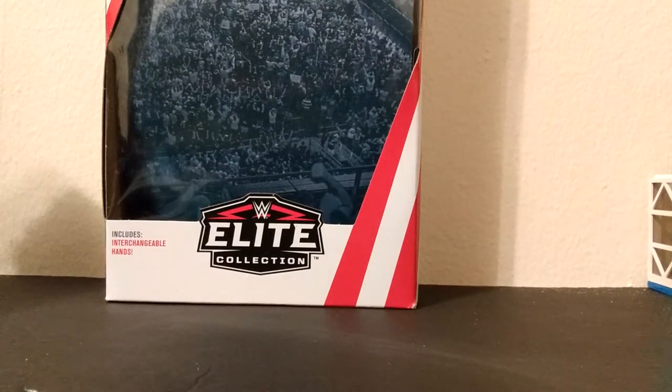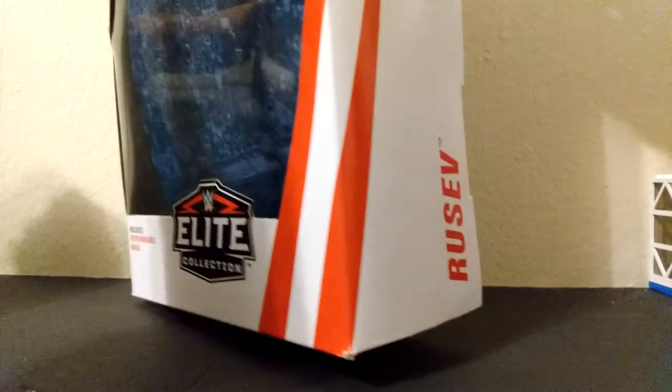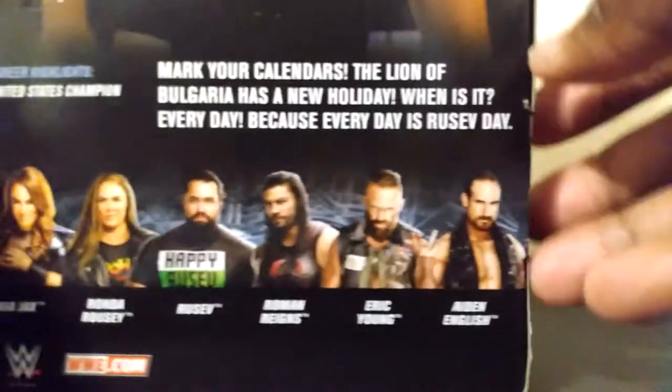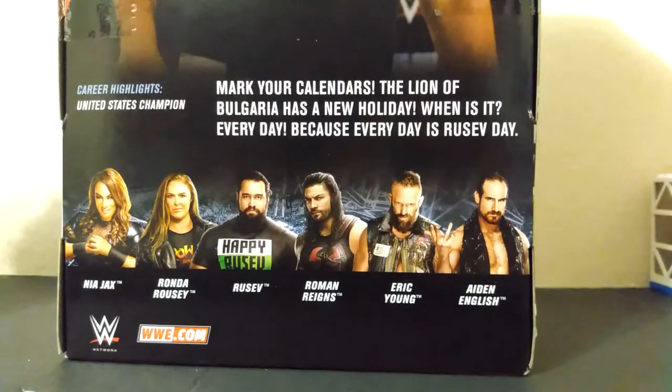This time we'll be doing a review on a WWE Elite Collection wrestling figure that I picked up from Big Lots for $10, Series 65. And it says it's the true FX. That means they probably do a facial scan of the person that they want to do a figure of. And if you notice on the side, it does say Rusev on the side of the box. Here are the other figures you can collect in the line right there. I see all these. I don't even know why I didn't buy them.